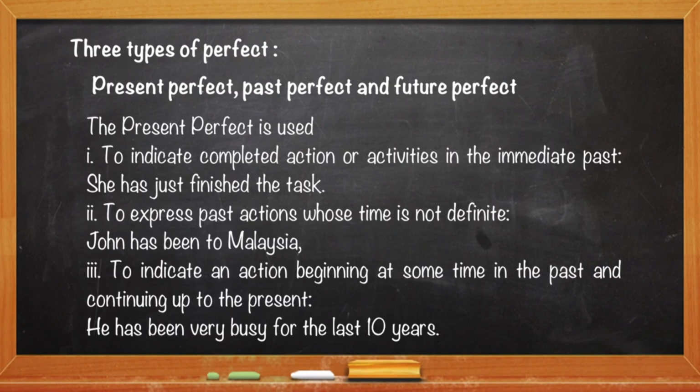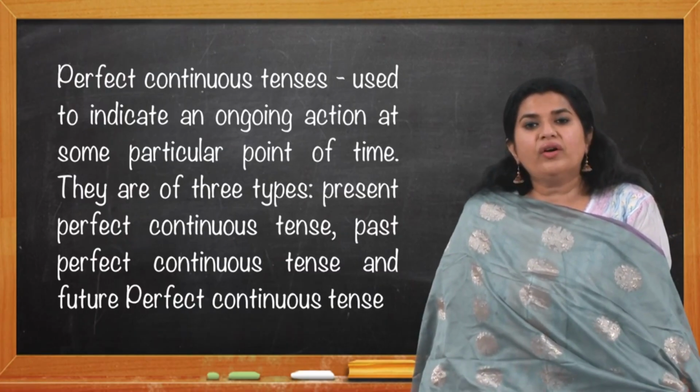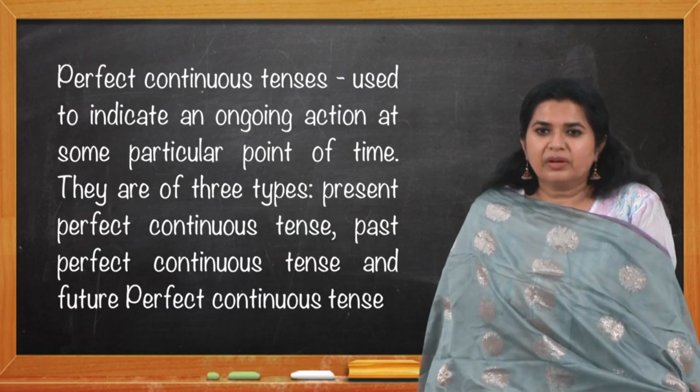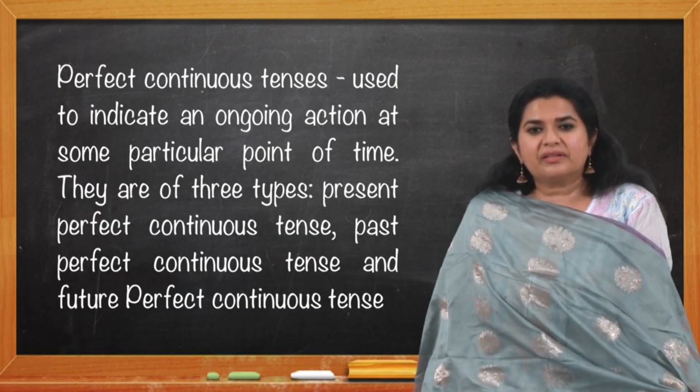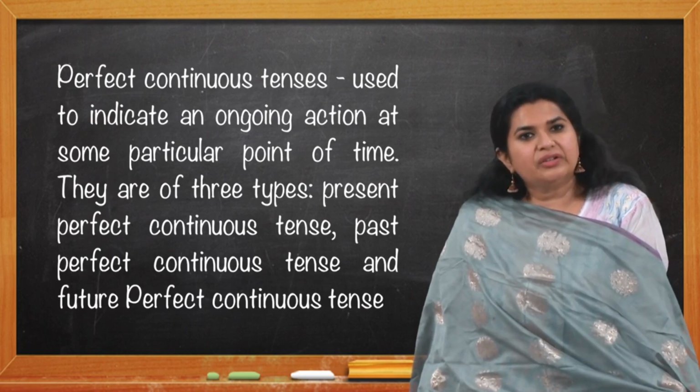It is also used to indicate an action beginning at some time in the past and continuing up to the present. This is important. It began sometime in the past and is continuing up to the present. He has been very busy for the last 10 years. That means he was busy 10 years ago and he is busy even now. So, it is continuous. Okay. Perfect continuous tense is used to indicate an ongoing action at some particular point of time. They are of three types: present perfect continuous tense, past perfect continuous tense and future perfect continuous tense.